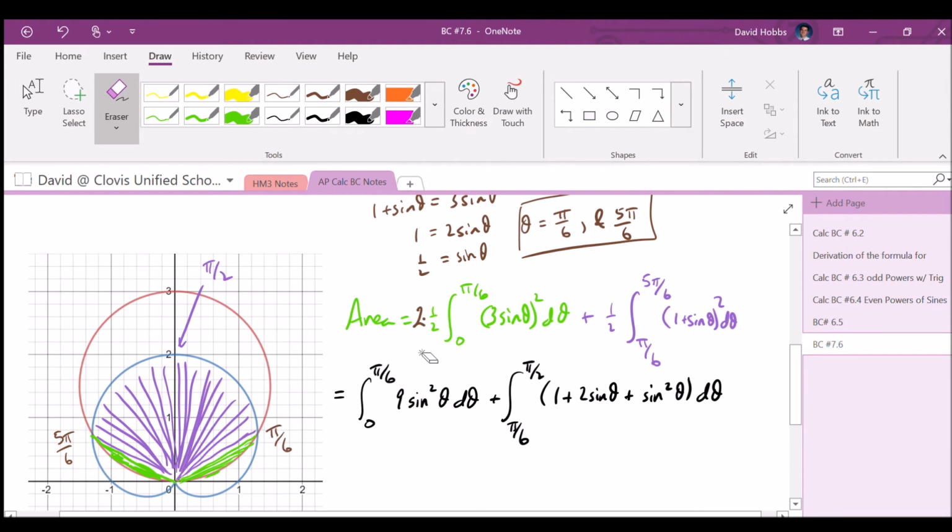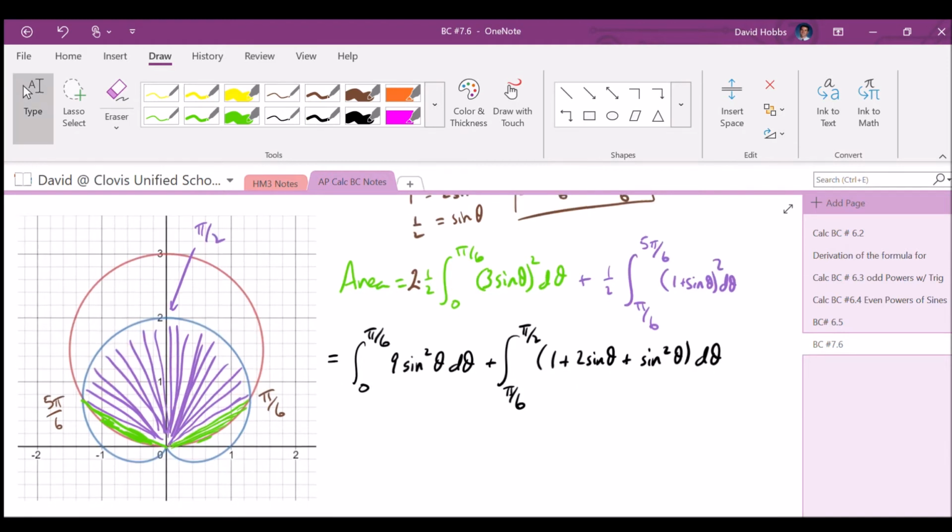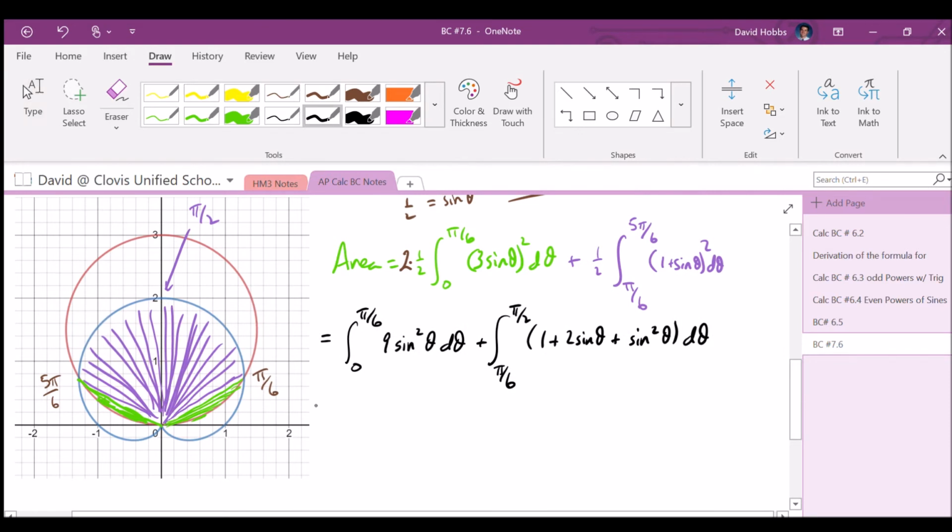Okay, so cleaning up that setup that we just did, the first integral, the 2 times 1/2, cleans up, and we're left with the integral from 0 to pi over 6 of 9 sine squared theta d theta. And we're taking advantage of the limits of integration going from pi over 6 to pi over 2, and we're going to double it. Then multiplying it out, we get 1 plus 2 sine theta plus sine squared theta. The sine squareds, we need to use half angle formula substitution if we're not using any technology here, so here we go.